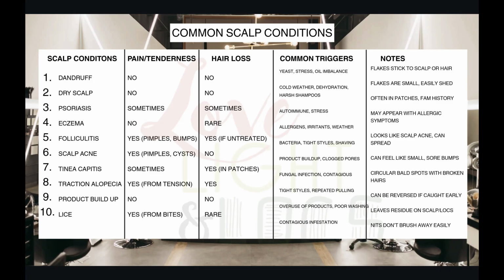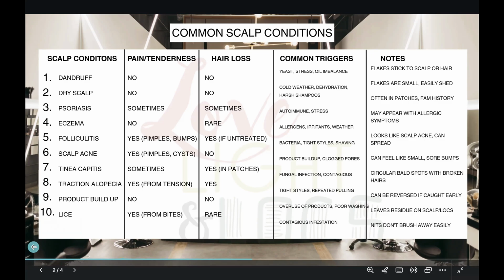Psoriasis is known to be an autoimmune condition. So stress tends to cause flares for autoimmune diseases across the board. So stress is a trigger. If you notice that your scalp condition is heightened whenever you're in a stressful state, psoriasis may be what you should look into. They may appear with allergic symptoms. So think about what other symptoms you experience, if any, along with your scalp condition.